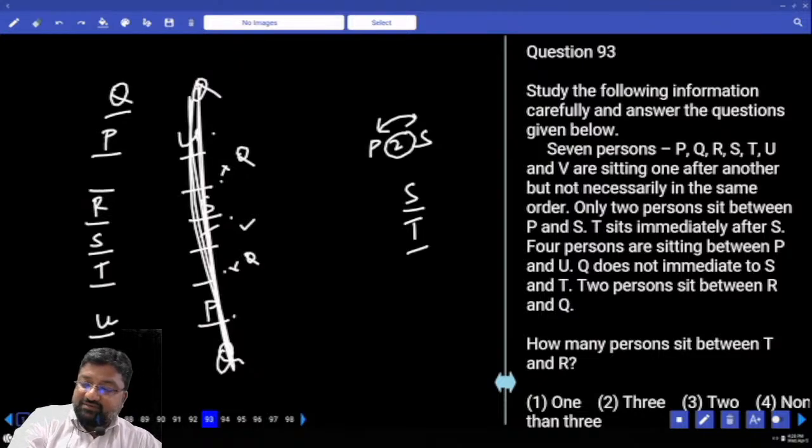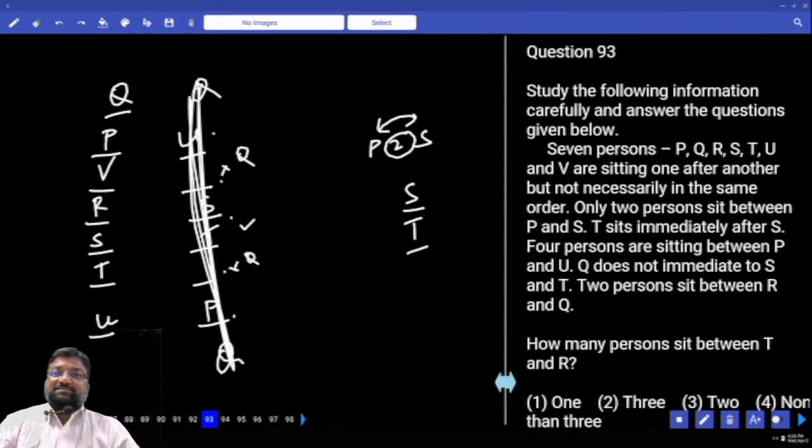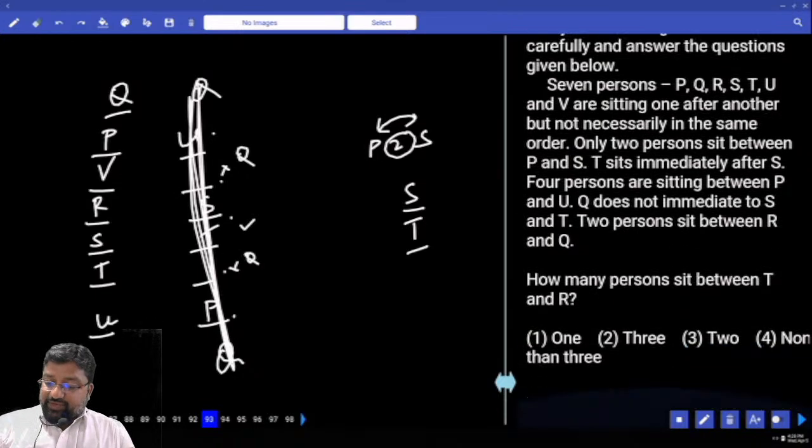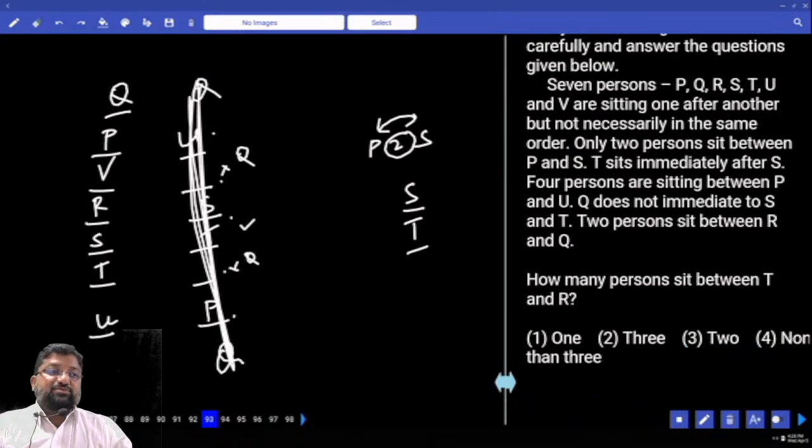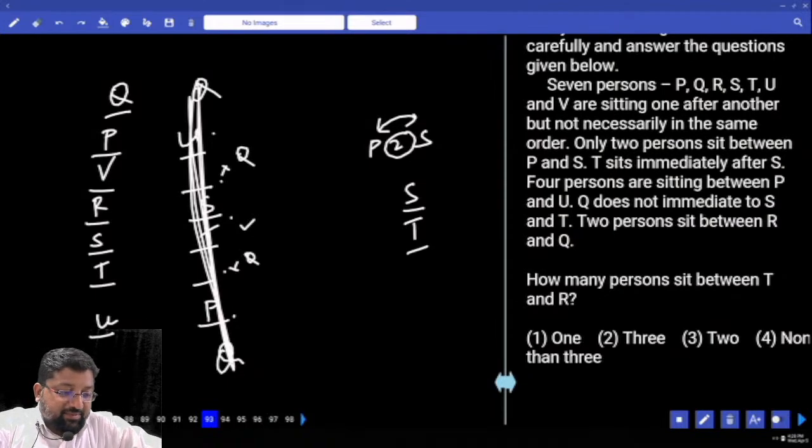Who is left out here? V. Done? Yes or no? This is how you explore the possibilities. I was just trying to explore the possibilities. How many persons sit between T and R? 1.